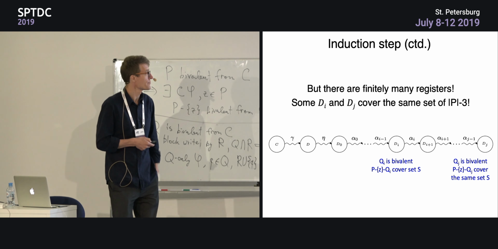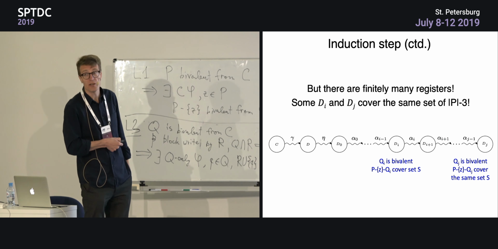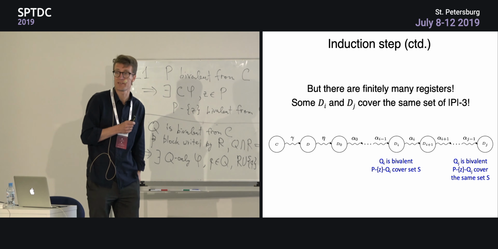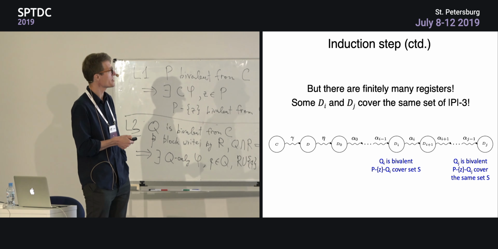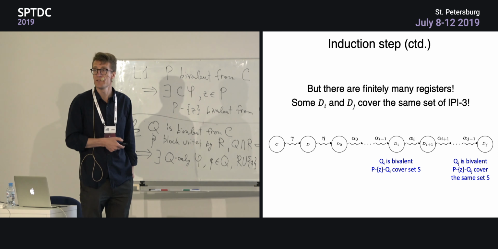Okay? So this is what I have. I started with C, my initial bivalent configuration. I extended to D, where I took out some process Z. And then I start marching through these configurations, and I reach some DI here. Well, then there's DI plus 1, and so on. And then I reach DJ.